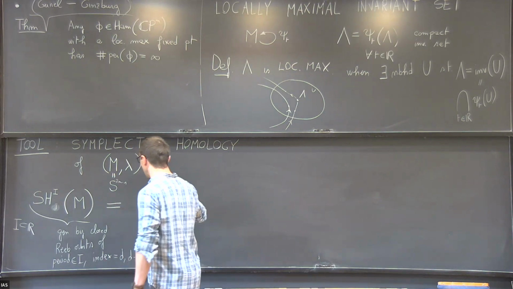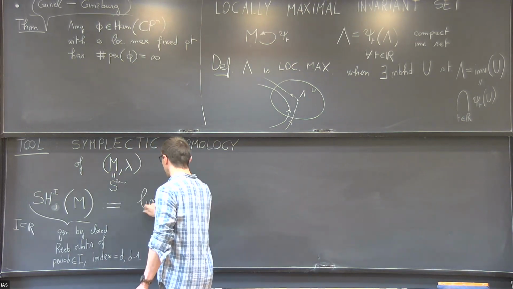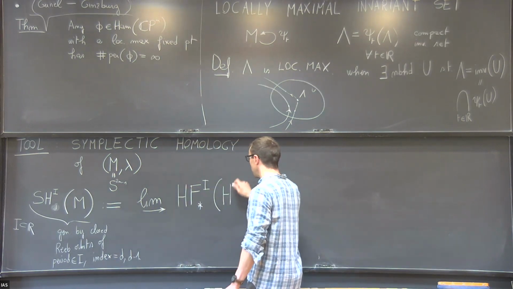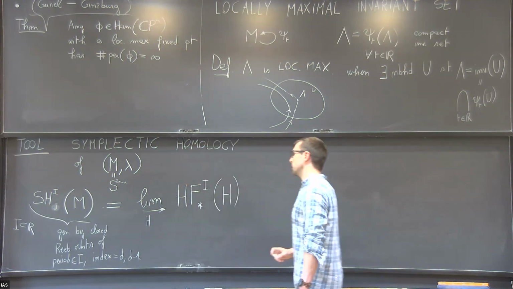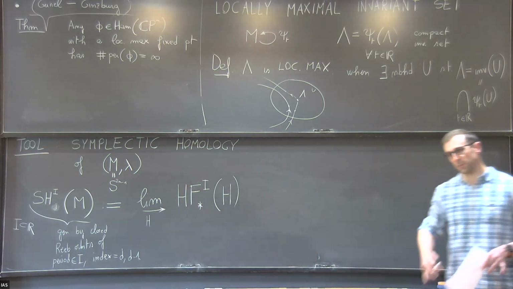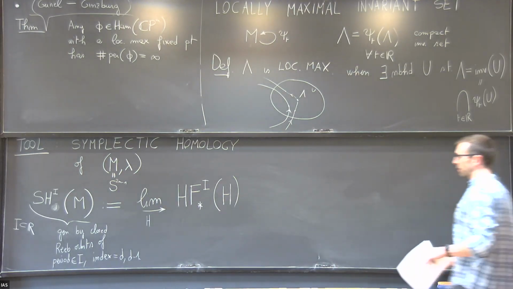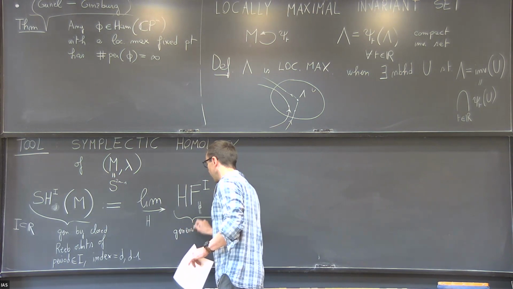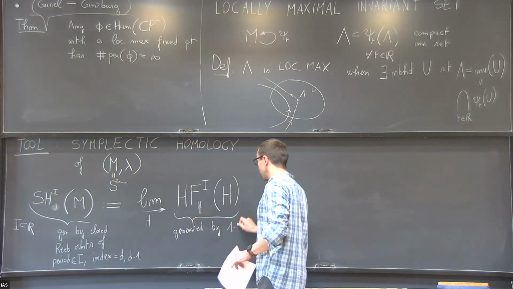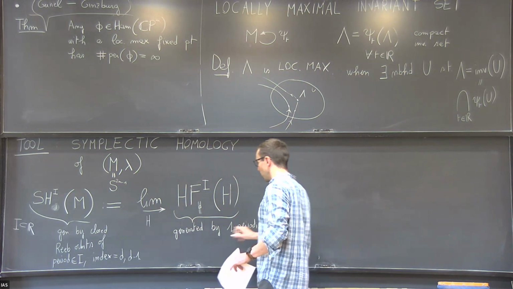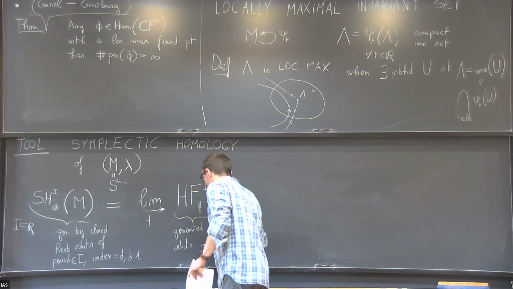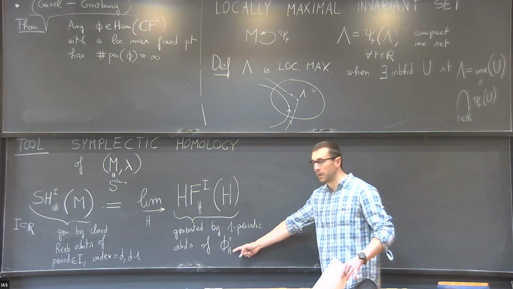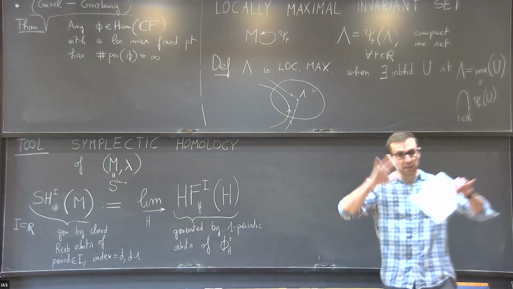And this is defined as a direct limit of the Floer homology groups of a certain sequence of Hamiltonians, a certain cofinal sequence of Hamiltonians. The details don't matter for the level of detail that I'm giving. But it's important to keep in mind that this is something generated by the one-periodic orbits of the Hamiltonian flow generated by H. And this H is a certain family of Hamiltonians in the ambient R^2N.